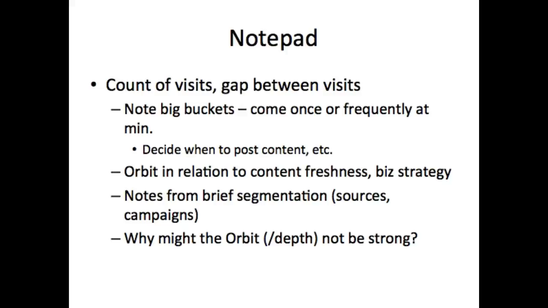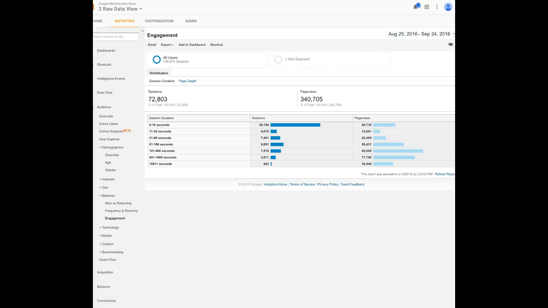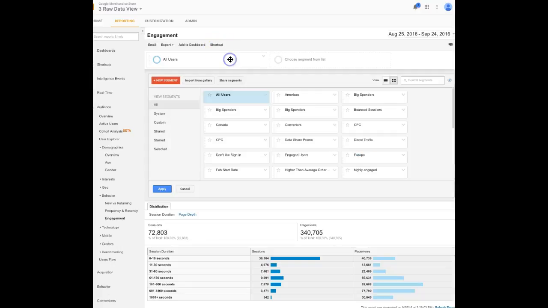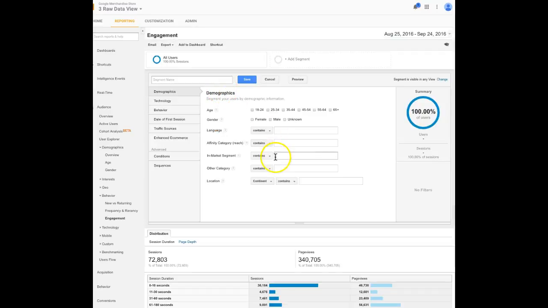You want to look, you might do some brief segmentation. Let me show you how to do it in here. I might take my engagement report here with session duration, for example, and you can do this with any of the reports that we just ran. And what I want to do is do a new segment that we talked about before in a couple videos ago. I'm going to create a new segment.